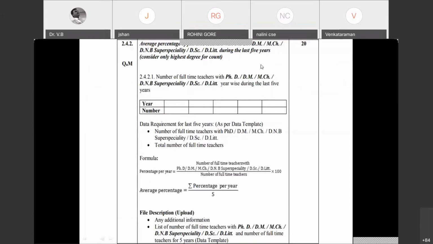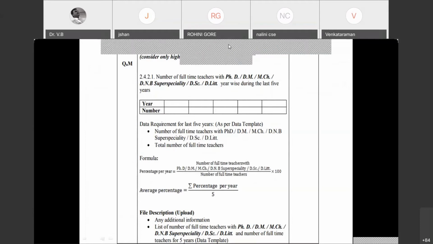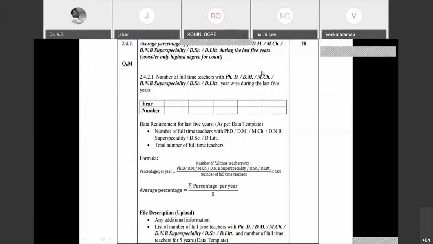And the next one is number of full-time teachers with PhD. If it's an arts college or an engineering college, teachers with PhD. In case of medical colleges, faculty with the qualification of DM, MCH, DNB are considered equivalent to PhD, and they can also be included in this list. Doctorate of Science and Doctorate of Letters are also considered equivalent to PhD, and that has to be given. And remember, it is a quantitative metric.